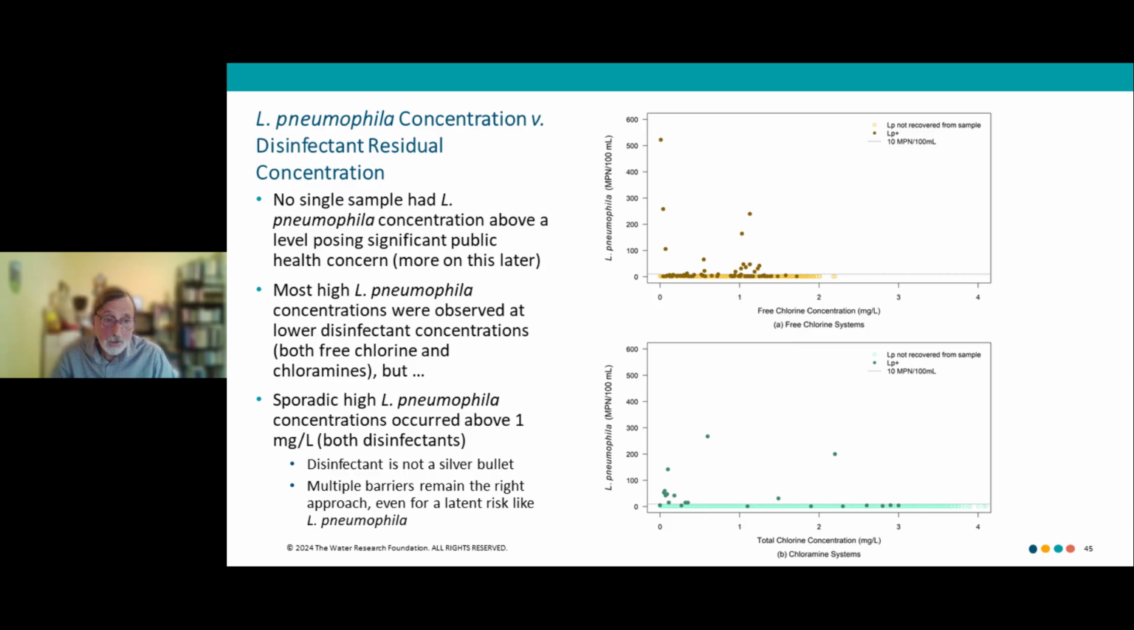What does that say? Well, sporadic high, where high is relative to baseline, not high relative to being risky. High Legionella pneumophila concentrations occurred above 1 milligram per liter, both disinfections, because disinfectant is not a silver bullet. If there is a system deficiency that is not missing disinfectant, if you don't address that deficiency, you can increase the disinfectant and still have Legionella pneumophila. So multiple barriers remains the right approach, even for a latent risk like Legionella pneumophila.